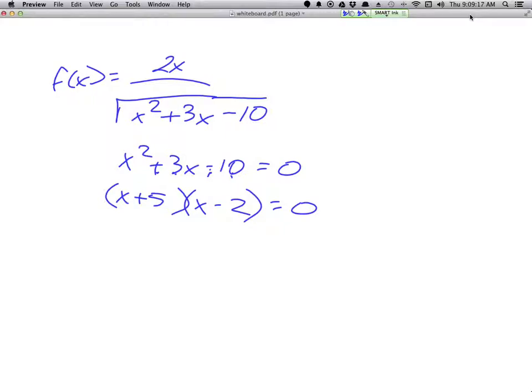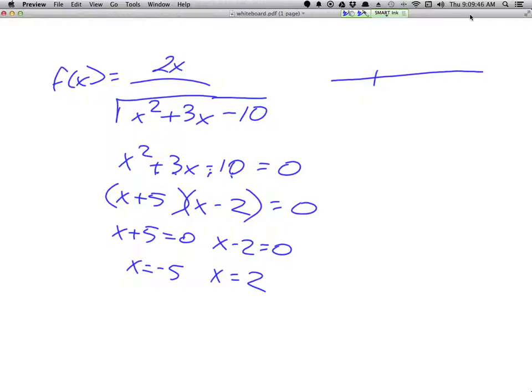Alright, hopefully we've learned that after we factor, we set it equal to 0. Good. So I have x plus 5 equals 0 and x minus 2 equals 0. So I'm going to get x equals negative 5 and x equals 2. Now what do I do? Number line. Excellent. Make sure you get them in the correct order. So -5 and 2.